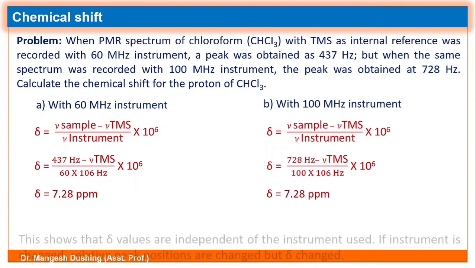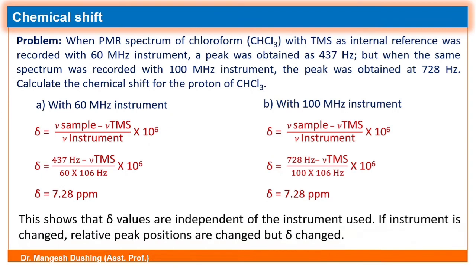So what is the conclusion? This shows that delta values are independent of the instrument used. So if you are using 60 MHz or 100 MHz or 900 MHz, the delta value of the protons is not going to change. It is constant, independent of the instrument. If the instrument is changed, the relative peak positions change, but delta, that is the chemical shift values, do not change.